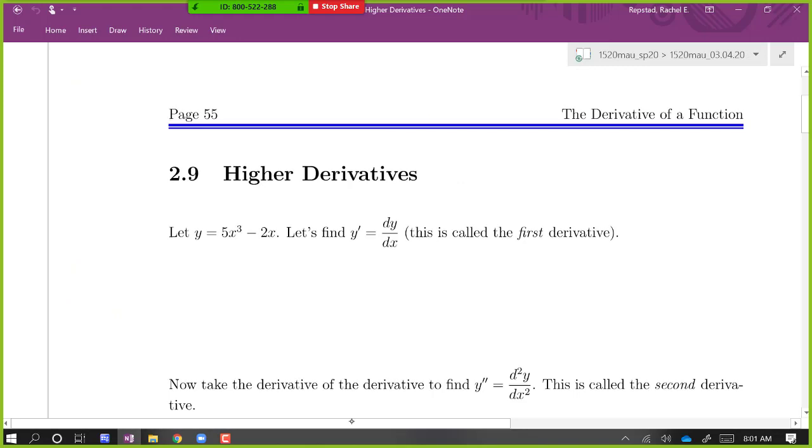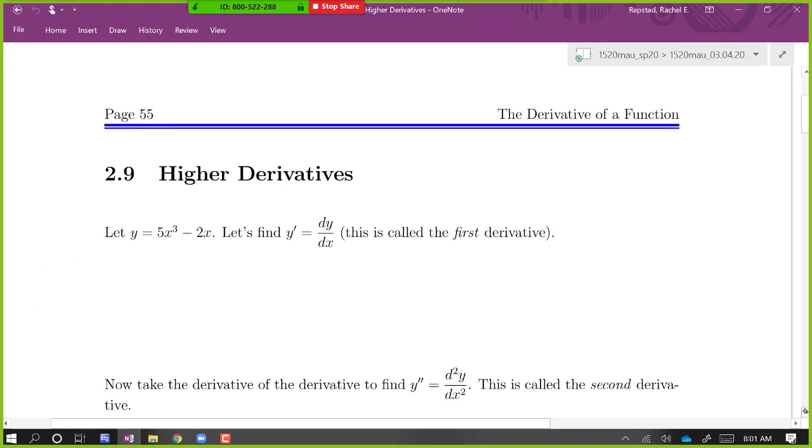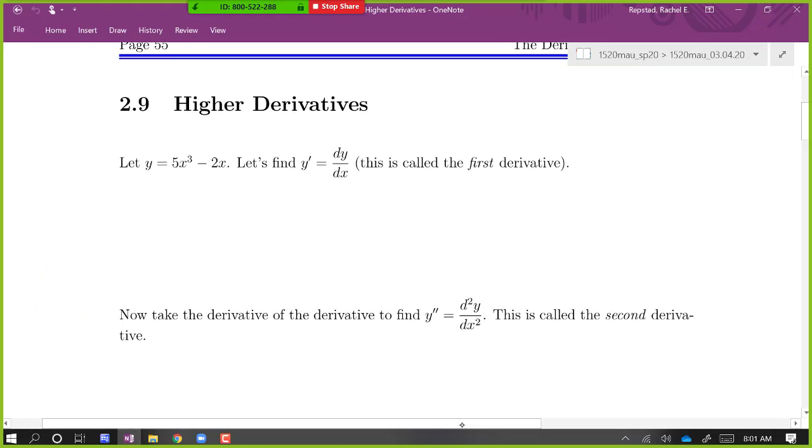Okay. So what we're doing, there's no new techniques in this section. Really, we're just defining what higher derivatives are, but the way we find them is precisely the same way that we've been finding all of our derivatives. So we're going to start with this function, y equals 5x cubed minus 2x. We could find y prime, which is also the same as dy dx, right? We have these two different notations. It's a polynomial, so this is a pretty simple one.